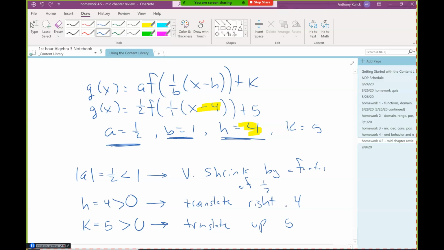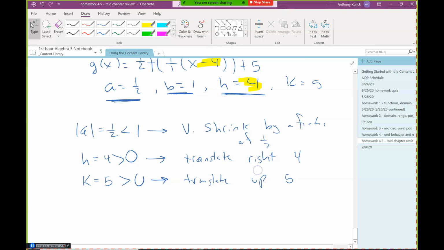Is everybody okay there? And then when you guys are doing your homework, you can skip writing down the things that don't do anything. You can just write down like we did here. I didn't include anything about the reflections because no reflections were happening. It's okay if you just wanted to skip those. Okay? Let's draw the graph now.